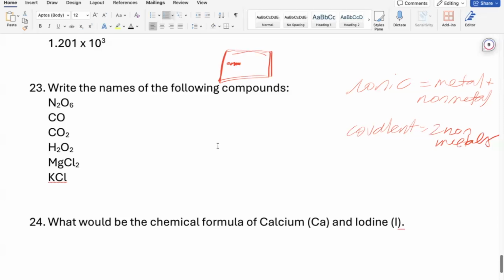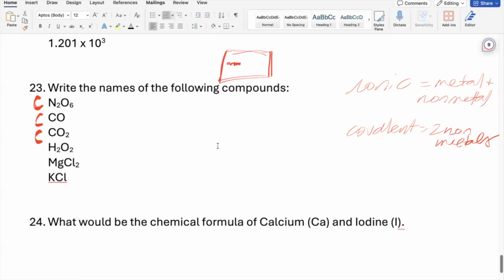All right, so first we need to figure out if these are ionic or covalent. So nitrogen is a nonmetal. It's to the right of that stair step, and so is oxygen. So this is a covalent compound. Carbon is to the right, and so is oxygen. So both nonmetals. So again, this is a covalent compound. And it's the same for CO2. Those numbers are just in a different ratio.